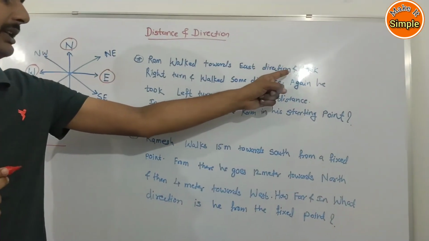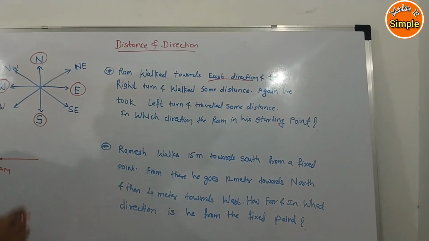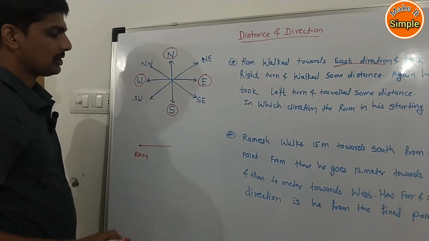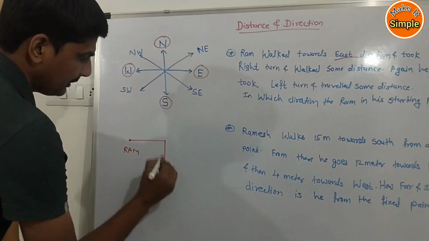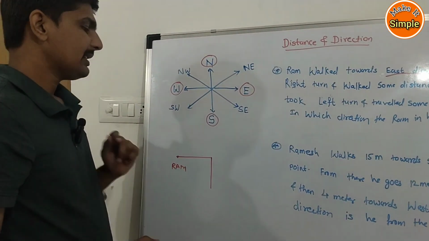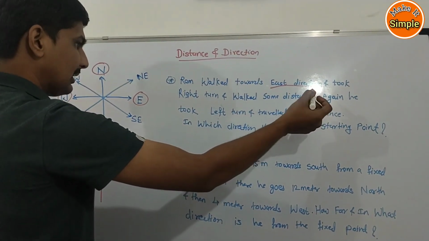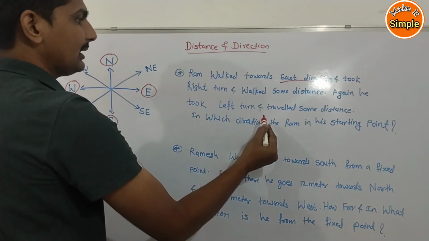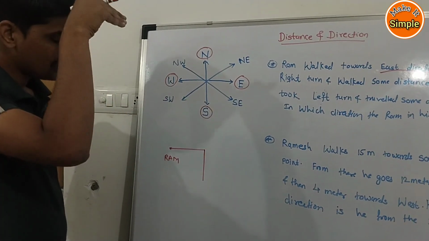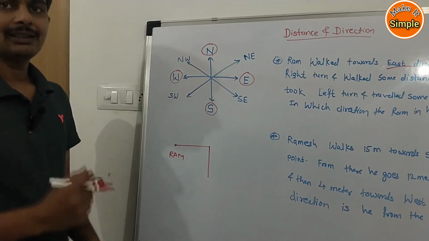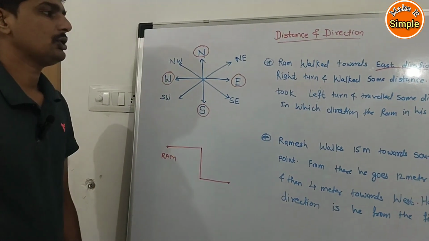Then after traveling towards east direction he took a right turn. Whenever he is at this position, he has taken the right turn, so now he is at this position. Up to here we have completed. Now what is the next statement? Again he took a left turn and traveled some distance. Now he is facing towards the south. So if he takes the right turn, then he will move towards the east direction. So this is the final position of Ram.